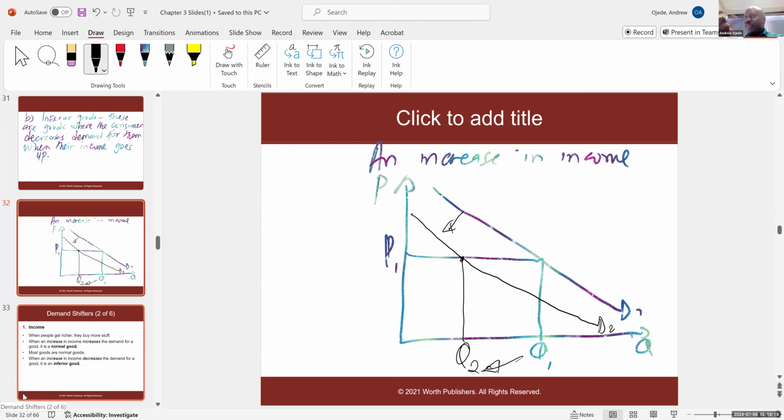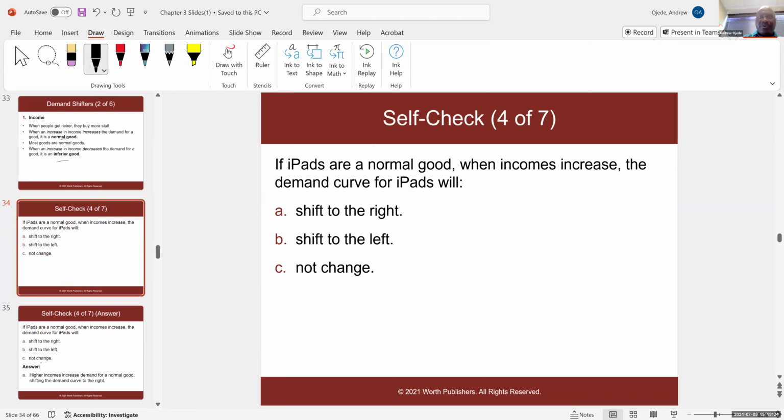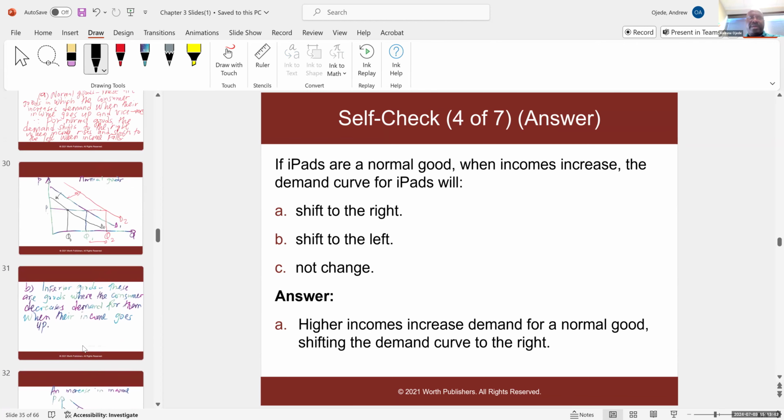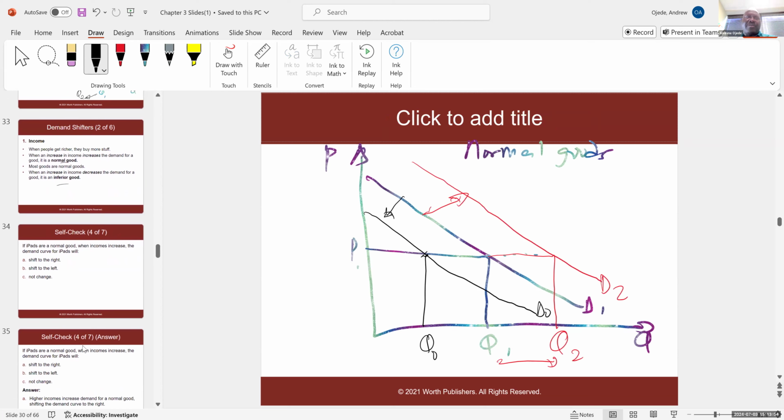It will affect demand depending on whether the good is normal or inferior. I discussed them here for inferior goods and normal goods, although I might not have drawn them. So if iPads are a normal good, when income increases, the demand curve for iPads will shift to the right. The answer is A. Higher incomes increase the demand for a normal good. That's what we talked about here. We drew it right here. If you thought the iPad was a normal good, then the increase in consumer income will drive up the demand for iPads, so it will shift the demand curve to the right.